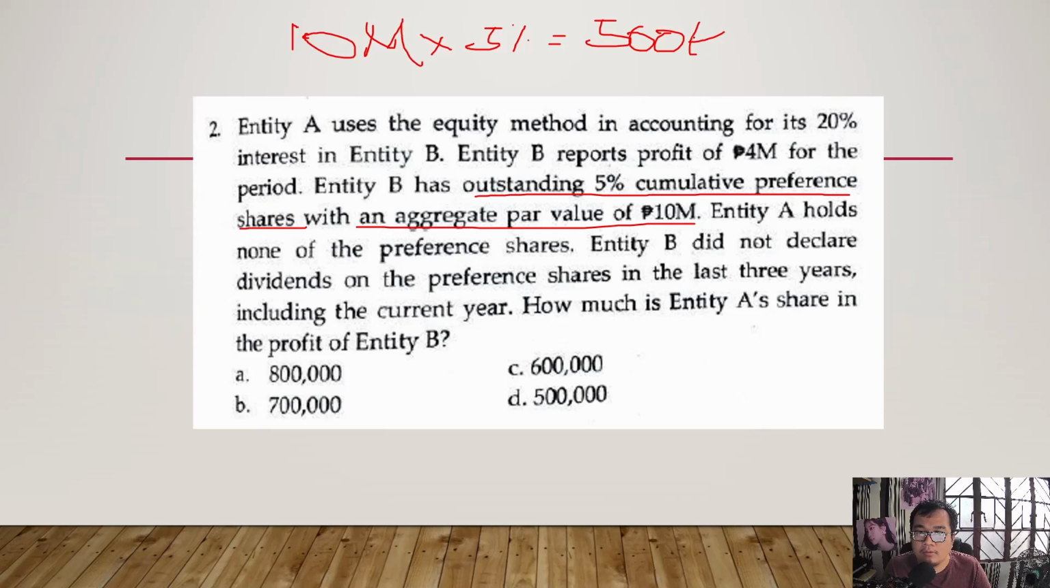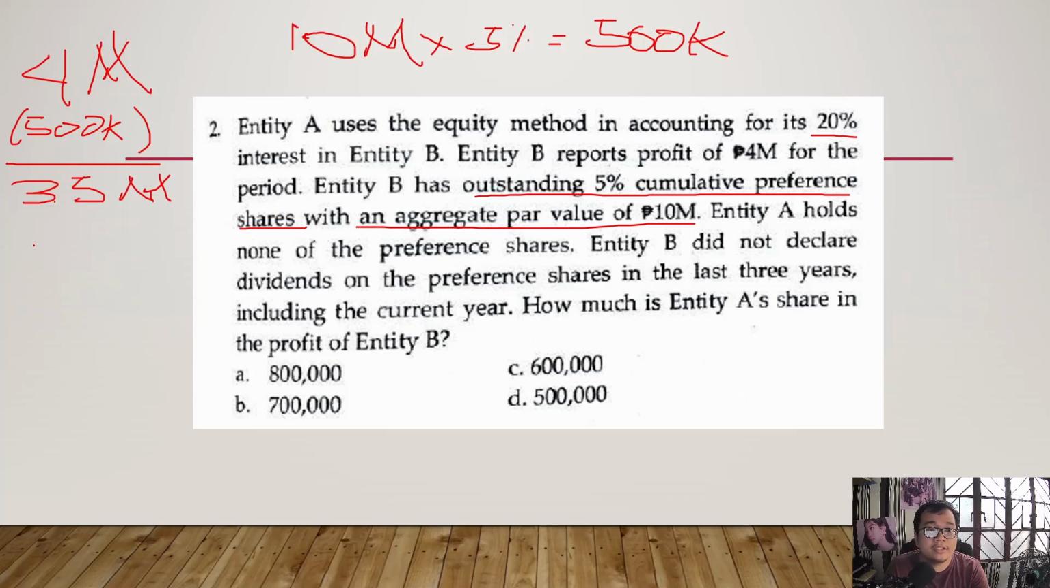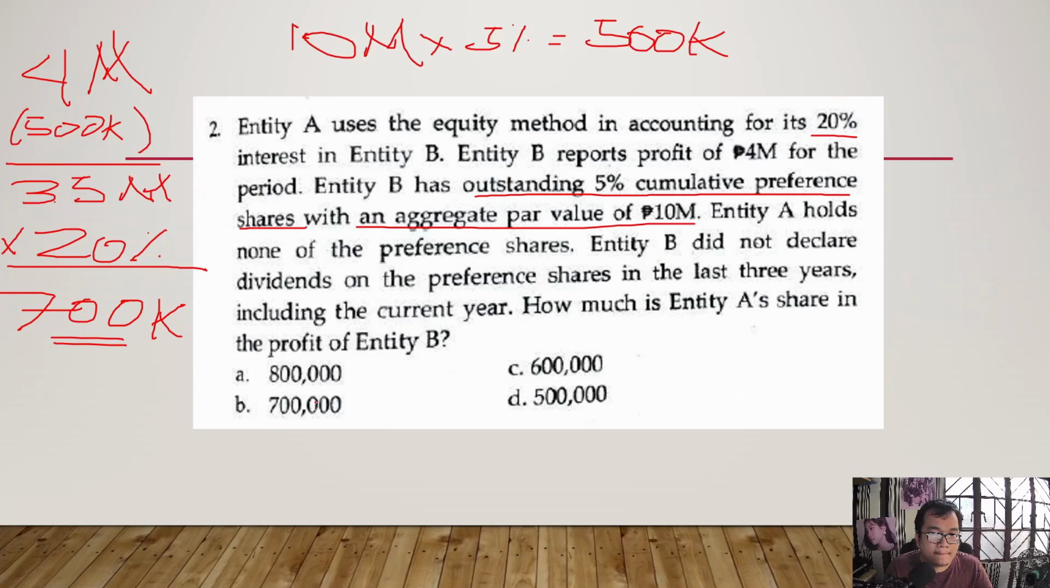500,000 yan. So ngayon, itong 4M mo, bawasan mo ng 500,000. So that's 3.5 million. Which in turn, i-multiply mo na yung 20% mo. O, di ba? Ganyan lang. 3,500,000 times 0.20, 700,000. So, letter B. So, ganyan, di ba?